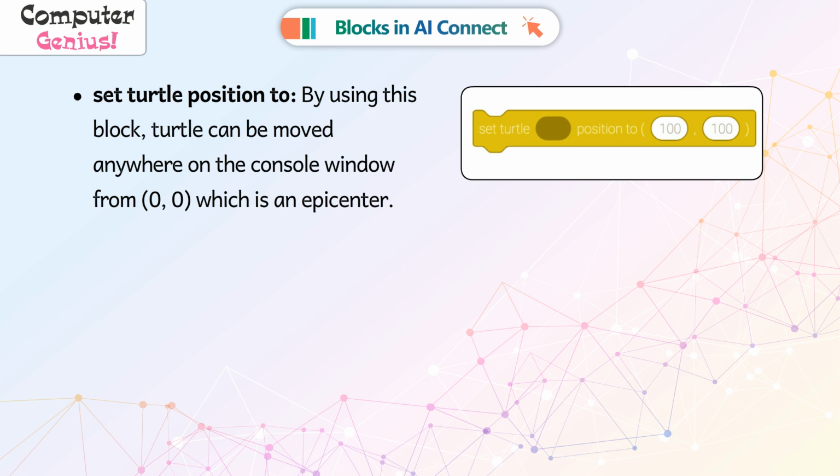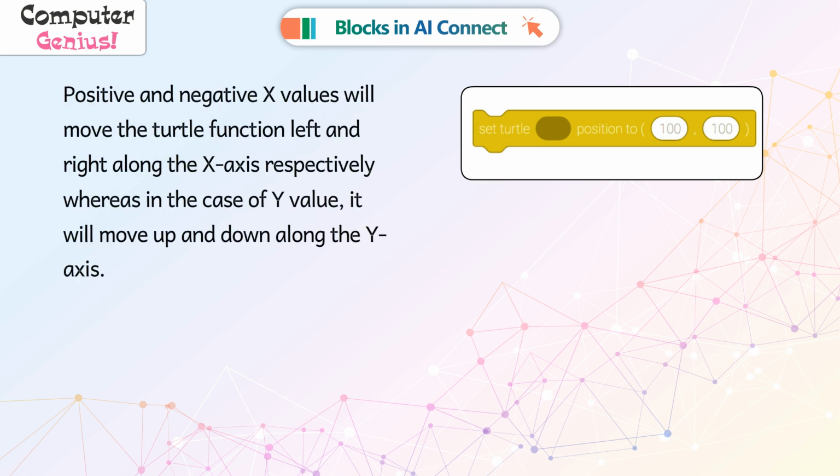Set turtle position 2. By using this block, turtle can be moved anywhere on the console window from 0, 0, which is an epicenter. Positive and negative x values will move the turtle left and right along the x-axis respectively, whereas in the case of y value, it will move up and down along the y-axis.